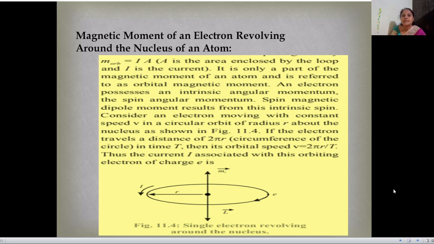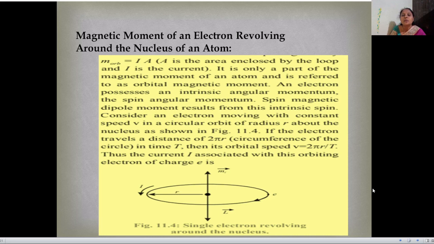An electron possesses an orbital angular momentum and a spin angular momentum. Spin magnetic dipole moment results from this spin. Consider an electron moving with constant speed v in a circular orbit of radius r about the nucleus, as shown in the figure below. If the electron travels a distance of 2 pi r, that is the circumference of the circle, in a time T, then its orbital speed v is equal to 2 pi r by T.